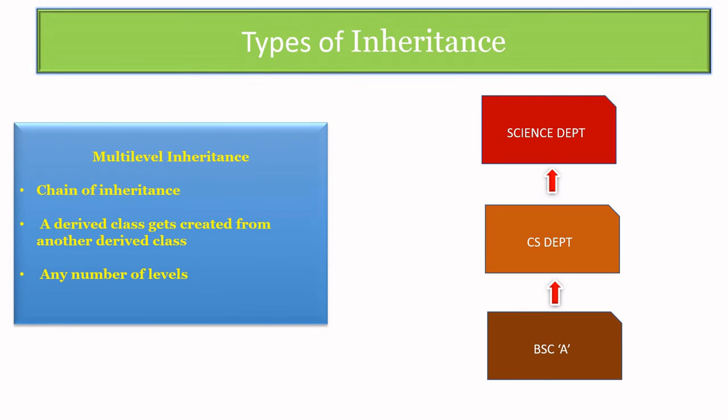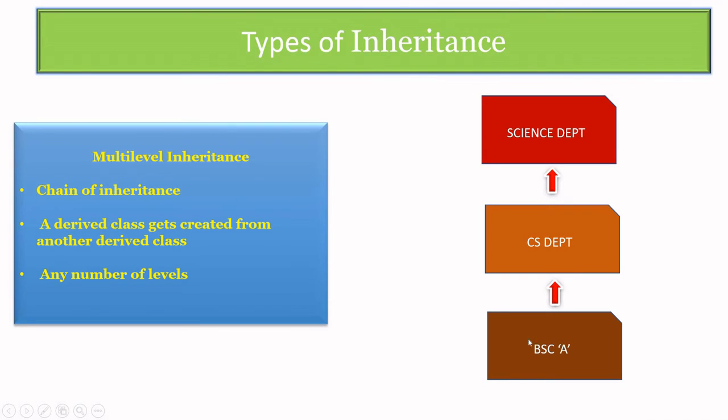The next type of inheritance is called multilevel inheritance. It is also called a chain of inheritance. Why is it called a chain of inheritance? Please check this example. There is one base class, and this base class is inherited by one derived class. This derived class is going to act as a base class for some other derived class.